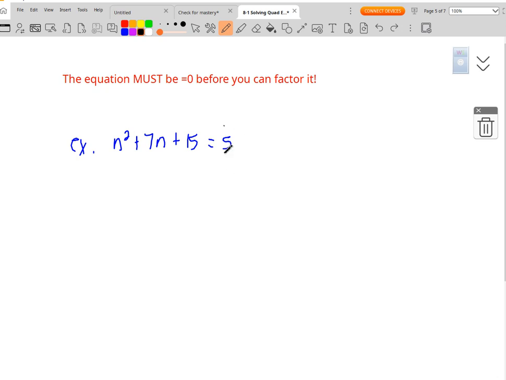The 5, yeah. If we just subtract this 5 from both sides, well, you can do whatever you want to an equation, as long as you do it to both sides, right? So now, 5 minus 5 equals what? 0. So now we didn't do anything to the n squared, nothing to the 7n, and now we get 15 minus 5. Remember, we're subtracting from whatever like term it is. So this is a constant, so we subtract it from the constant on the other side. So now we have an equation, n squared plus 7n minus 10 equals 0.